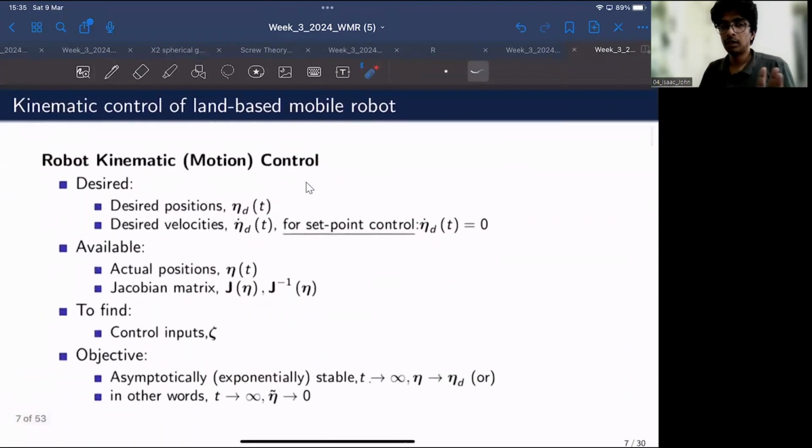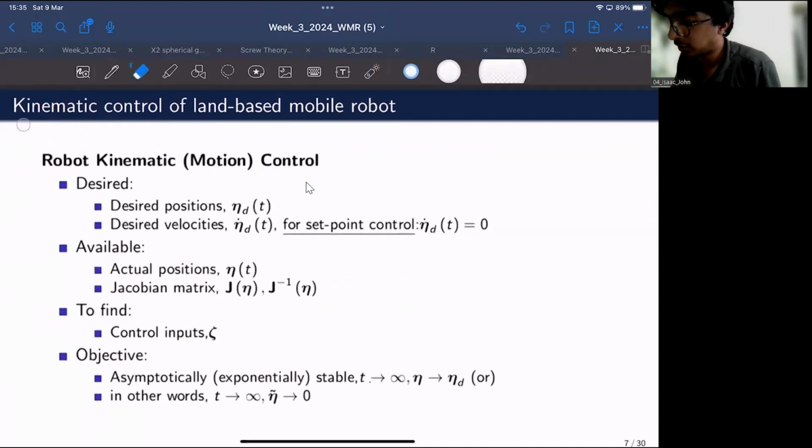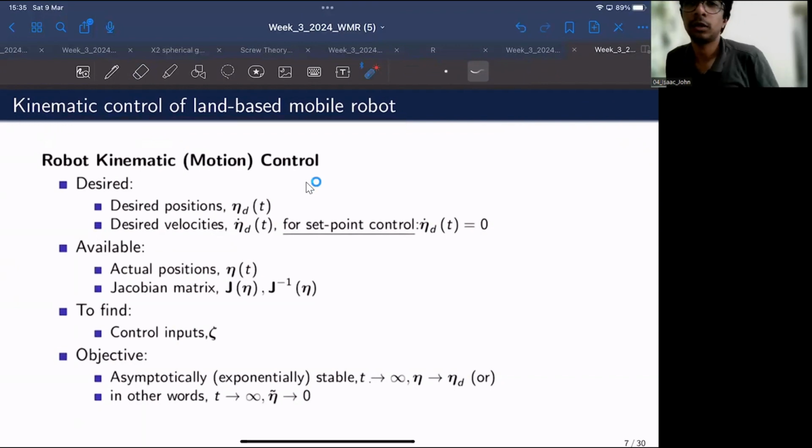So yeah, we will get on with kinematic control, and probably two examples of kinematic control, just to cover this summary. In kinematic control, what are the desired parameters? The desired parameters are the trajectory of the robot, defined by this vector eta desired, and the desired velocities, eta desired dot.